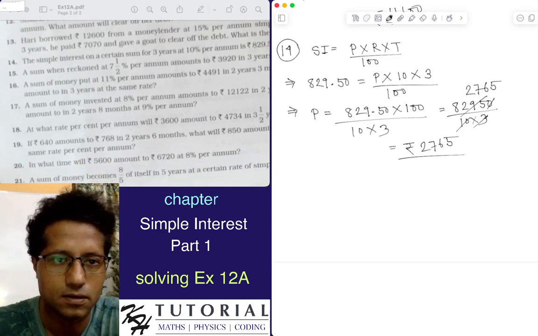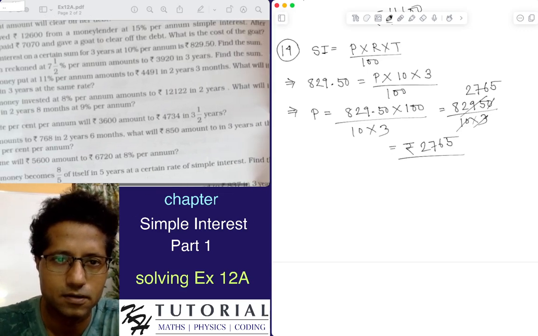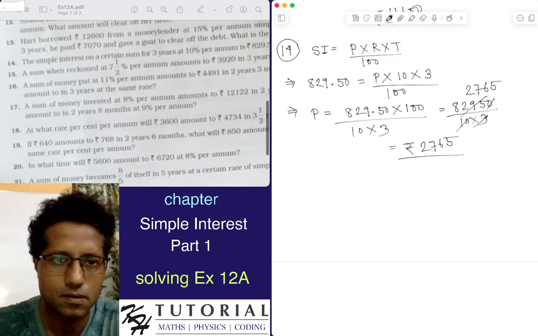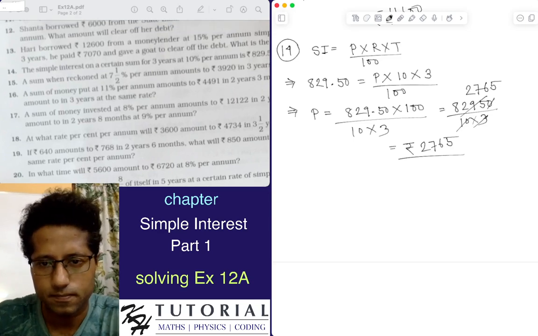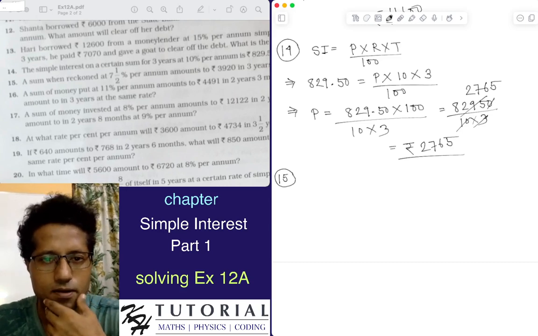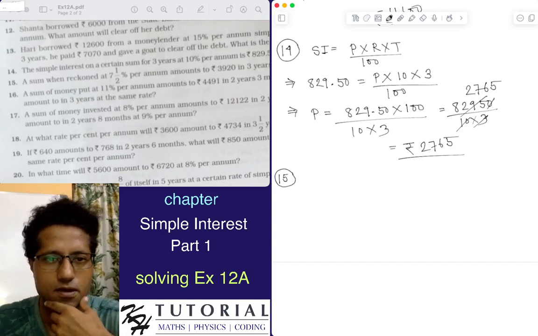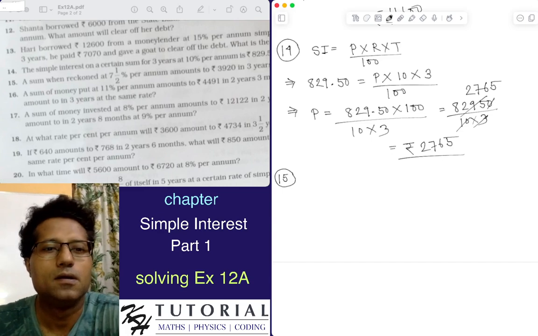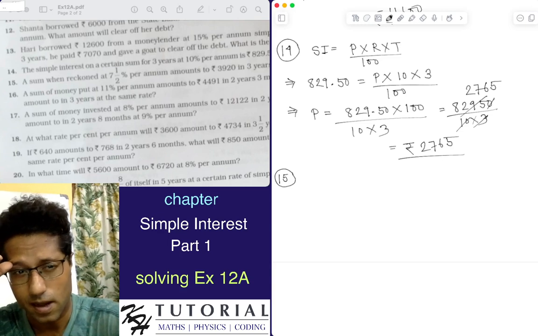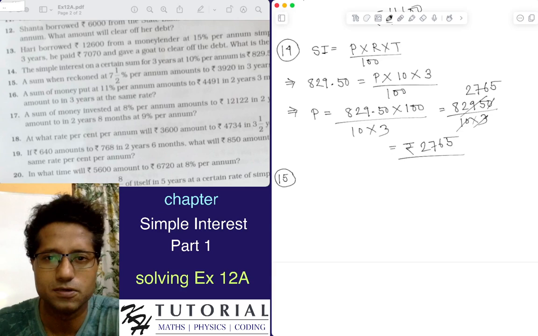Problem 15: a sum when reckoned at 7.5% per annum amounts to rupees 3920 in 3 years. Find the sum. Now, amount means the sum plus interest. It is very important that you understand the language of the given problem, what data it is giving. So problem number 15 says a sum means the principal. A sum when reckoned, I don't know the meaning of the word reckoned, but anyway, a sum when reckoned at 7.5% per annum amounts to rupees 3920.